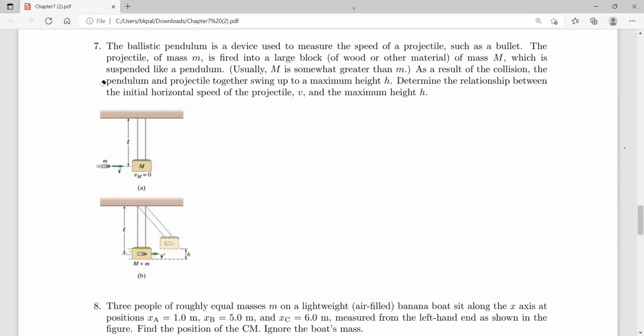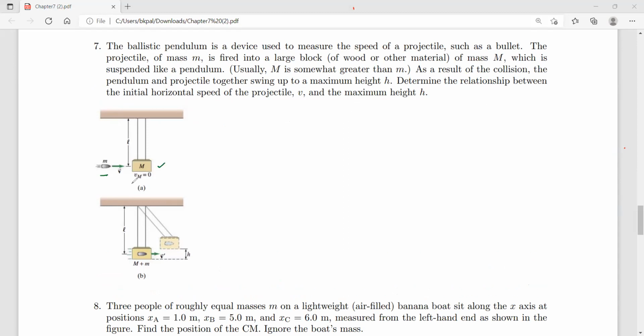Let's try this one. This is an interesting problem. We have a ballistic pendulum. A ballistic pendulum is a device that is used to measure the speed of a projectile. Here projectile means the bullet. The projectile has mass m and is fired into a large block. So this is the bullet and this is the block.